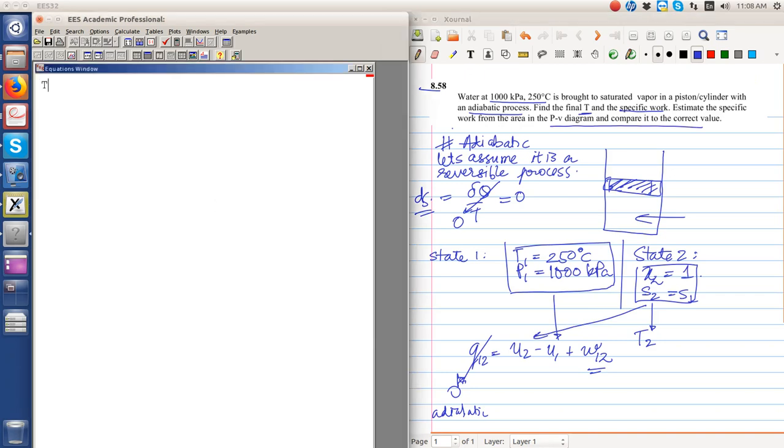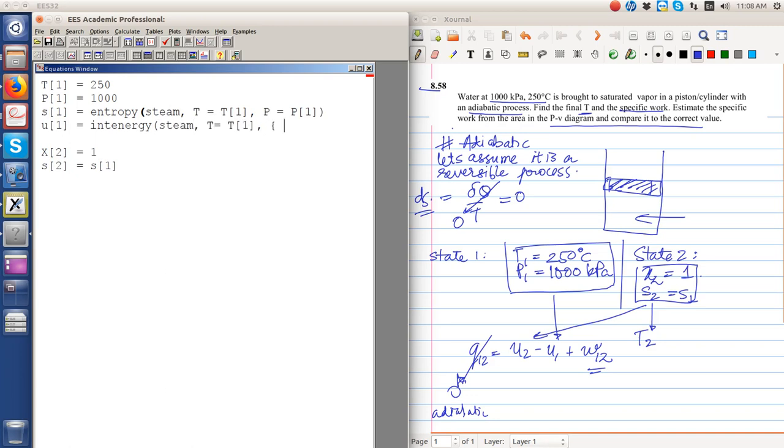So let's do this. State 1, T1 is equal to 250, P1 is equal to 1000, state 2, x2 is equal to 1, S2 is equal to S1. S1 is equal to the entropy of steam at T equal to T1 and P equal to P1. So now we have all the states that we required. U1 is equal to internal energy, steam at T equal to T1, P equal to P1. U2 equal to internal energy, steam, x equal to x2 and s equal to s2.